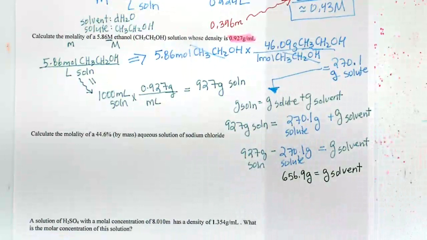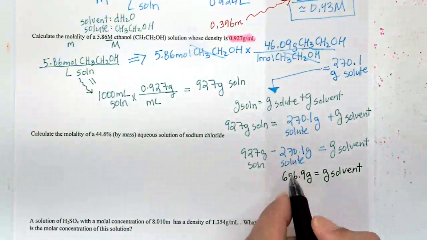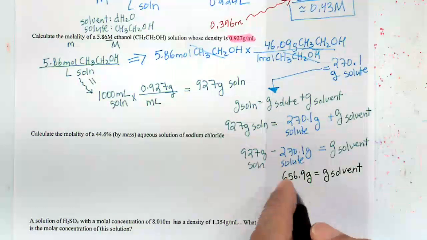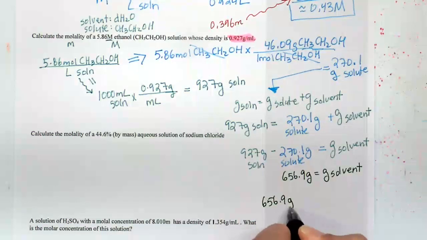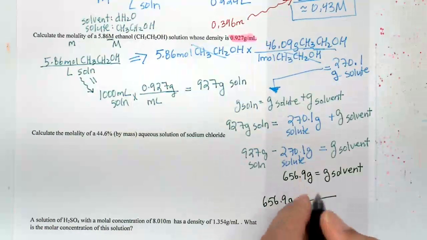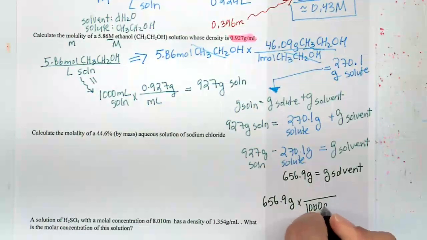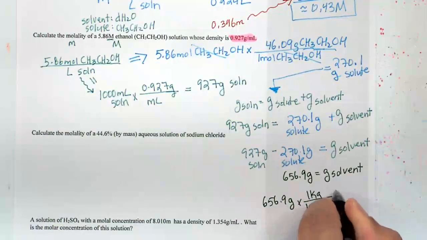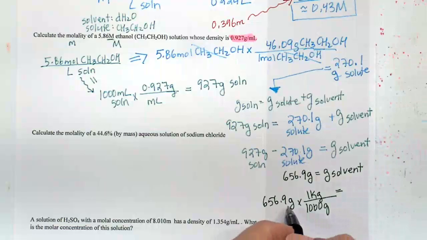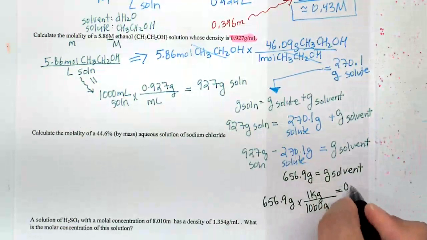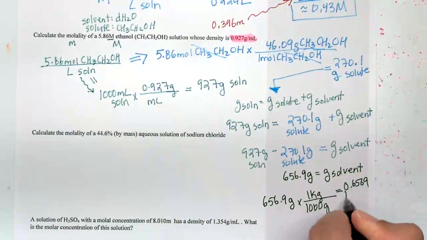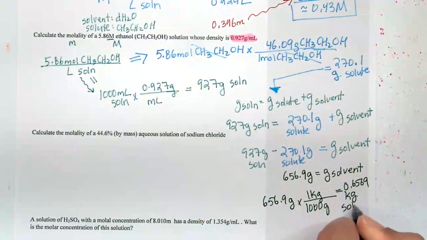Okay, how will we convert that to kilograms of solvent? Okay, we will not multiply by 1,000. What will we do to convert it to kilograms? Right. So the conversion is this. There are 1,000 grams in 1 kilogram. Okay, so this is going to be 0.6569 kilograms of solvent.